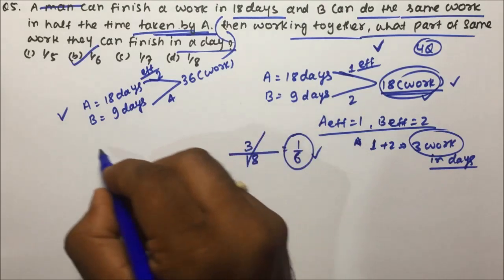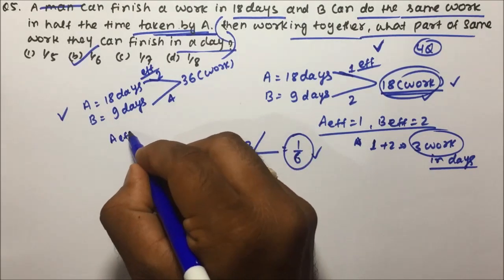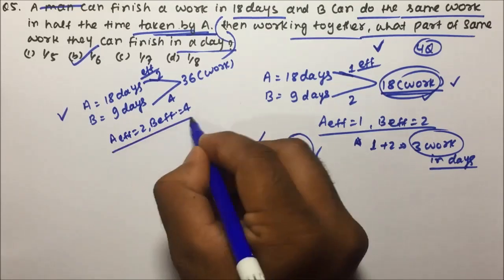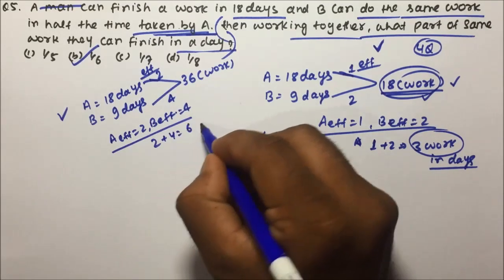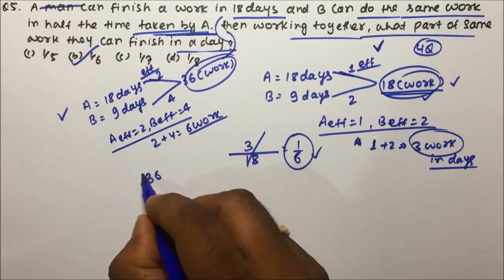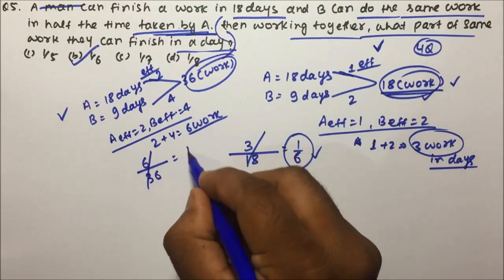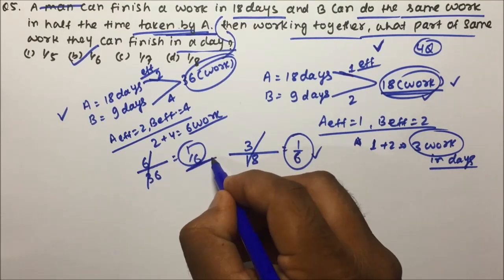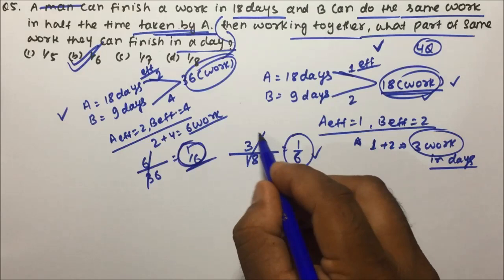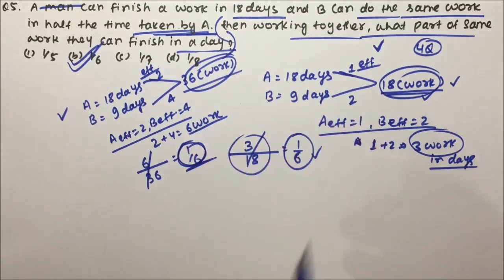Now friends, you can see A's efficiency is 2 and B's efficiency is 4. So if they work together, they will be able to finish 6 work in a day. The total is 36 work, and if they are finishing 6 work in a day, that means they are able to do 1 by 6th part of the work in a day, and option B is the correct answer. So friends, whatever I am saying is correct. You can either assume a number, or you can take the LCM. In both cases you are going to get the same answer.